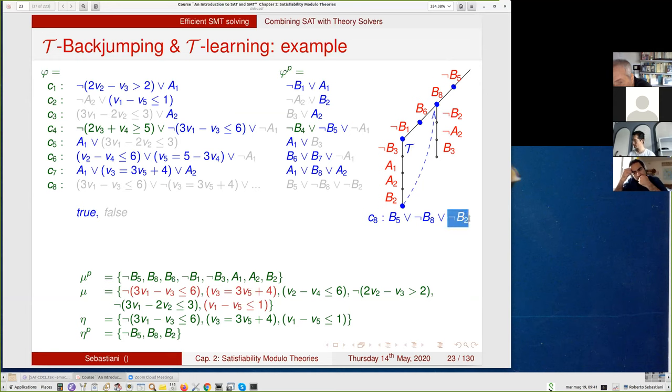But then if you unipropagate not B2, where is it? Not B2 here. Then here you also have to unipropagate not A2 on this clause. This causes a new chain of unipropagations. Having unipropagated not A2, you also unipropagate B3 here. And then the search proceeds.